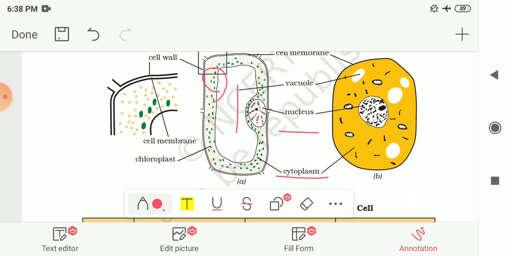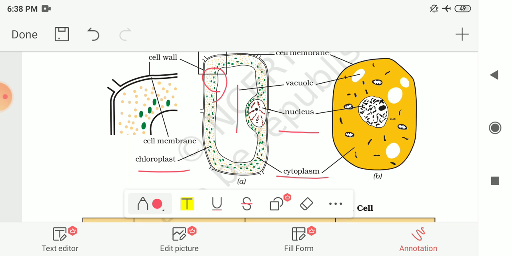And some of them contain a green pigment called chlorophyll. That pigment is called chlorophyll, and these green-colored plastids are called chloroplasts. Here it is written that they are known as chloroplasts, and they provide the green color to the leaves. Because of this, the color of the leaves is green.